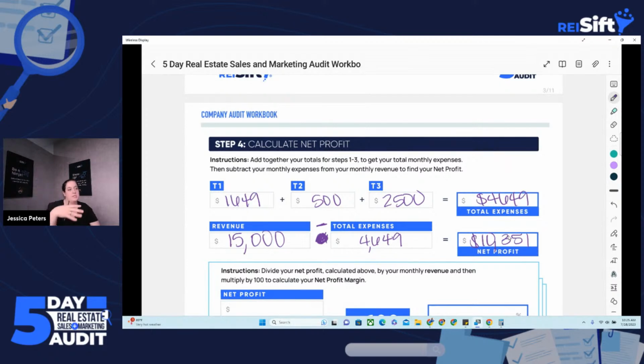You should consult your CPA about how much you should be putting away for taxes, or be using a software like QuickBooks. Make sure that you're doing all the appropriate things there. But we're going to calculate our net profit. Net profit is before taxes.